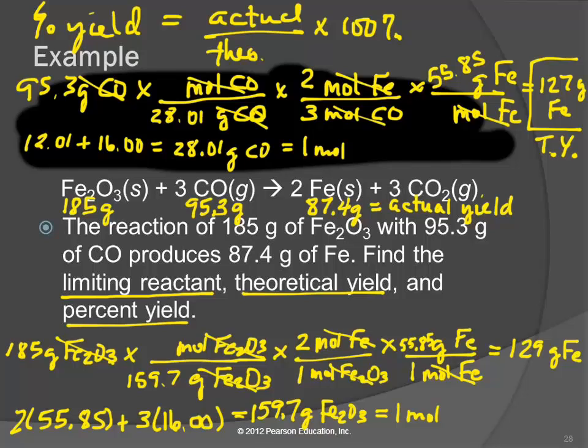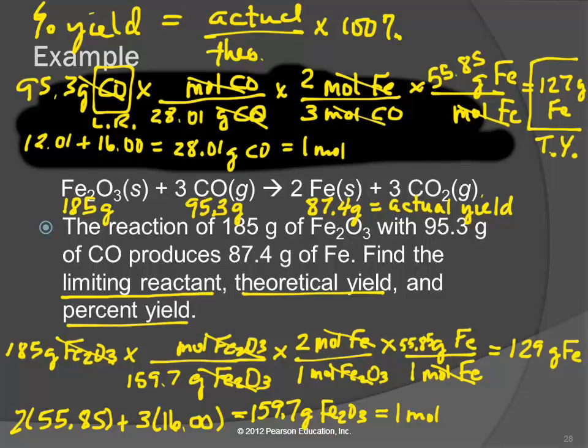That's the answer to, there's actually three answers we need to give here. That is one of the answers, that's the theoretical yield. What is the limiting reactant? The CO. So what we're doing is we're finding the smallest amount of product, and then you just look back and see, well, which reactant did I start with there? And that is my limiting reactant. So carbon monoxide, that's my limiting reactant.